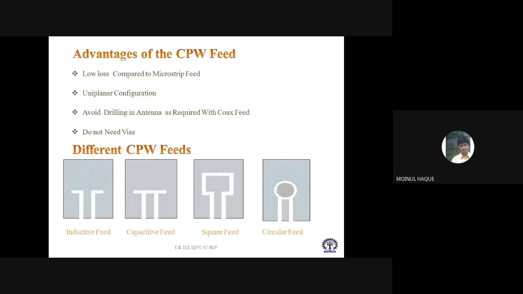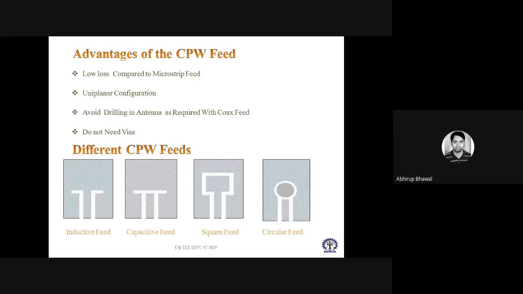What matters is how the energy from the feed is coupled to the dielectric material. If it is coupled properly, then it will radiate properly. If it is not matching, then there will be some losses, and as a result your efficiency will decrease. So the efficiency of the structure depends on the modes.